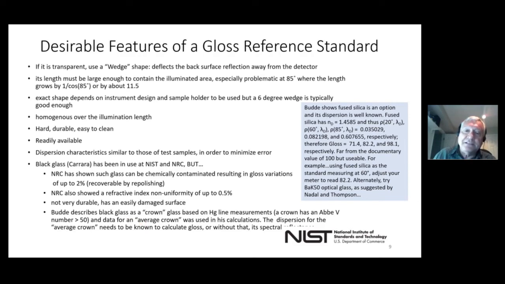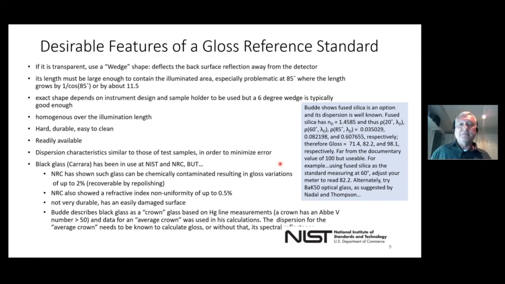In this calculation, Buddha works with the dispersion for the average crown glass, which represents the dispersion of black glass, but the actual material composing the glass is not actually known, so the dispersion is difficult to calculate in the event that you don't actually know its reflectance, or the reflectance can't be measured.